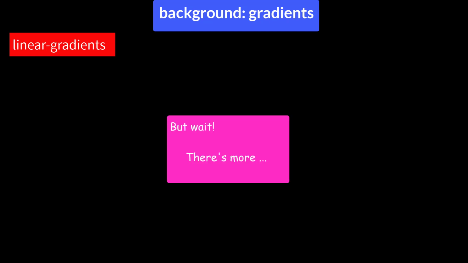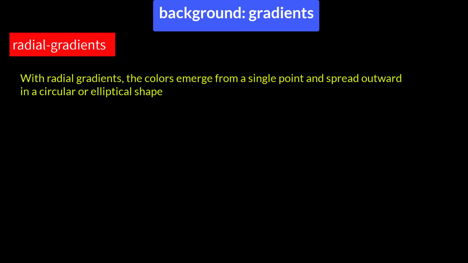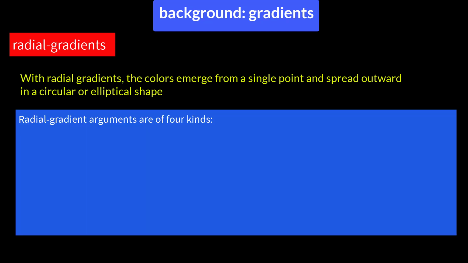But wait, there's more. Gradients can also be shaped as circles or ellipses. Radial gradients. With radial gradients, the colors emerge from a single point and spread outward in a circular or elliptical shape. Arguments for radial gradients are four kinds of values. Shape, which is either circle or ellipse, of the resulting image. If omitted, default is circle if size has one value and ellipse if the size has two values.